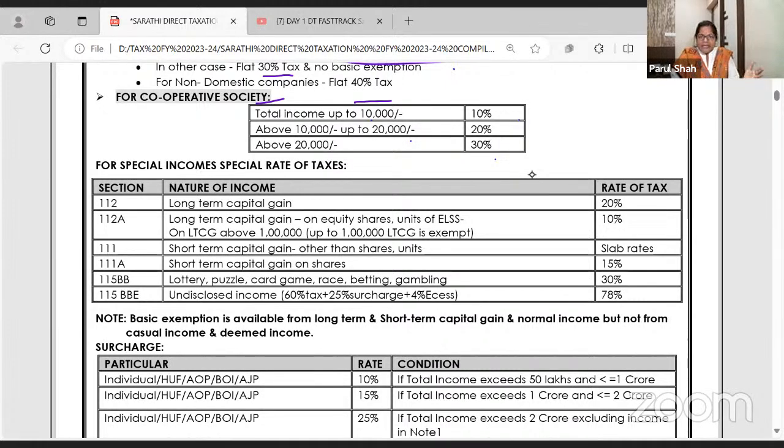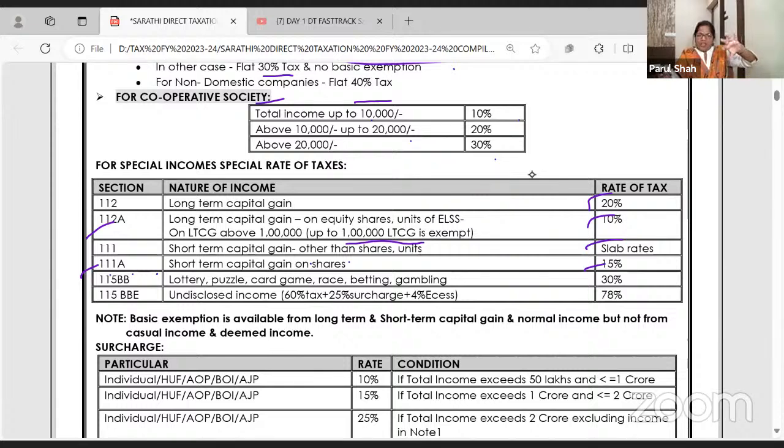Long-term capital gain. Now, special income, special rates. Long-term capital gain on jewelry, property and all, it's 20%. Long-term capital gain on shares, where security transaction tax is charged, up to 1 lakh exempt. Beyond that, 10%. Short-term capital gain other than shares, slab rate. Short-term capital gain on shares, 111A, 112A, this is 15%. Are you getting?